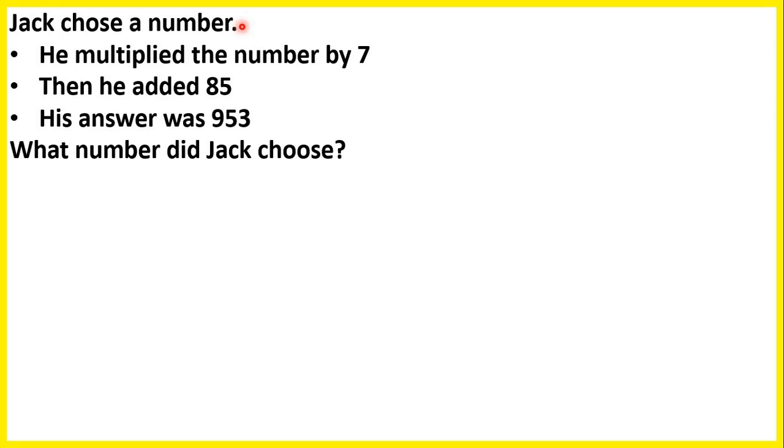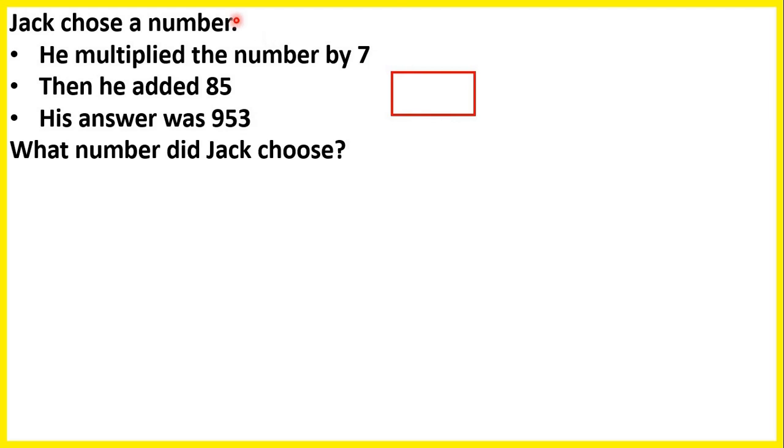Jack chose a number. He multiplied the number by 7, then he added 85. His answer was 953. What number did Jack choose? So we know that this is a working backwards problem because we know the answer and we want to know the number that he started with. So what we can do for working backwards problems is draw a diagram to show what's happened.